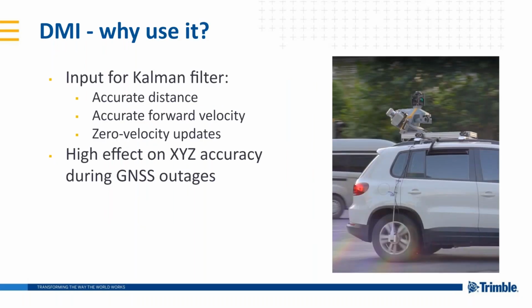One slide about the DMI, why we use it. The DMI gives us some additional input in addition to GNSS and IMU for the Kalman filtering, so the combination of data. It gives us the accurate distance we have covered. It gives us the accurate velocity of the vehicle, but it also gives us something called zero velocity updates. So if we stop, it will tell the system we are not moving at all at the moment. All of this might have a high effect on the XYZ accuracy during a GNSS outage. So we strongly recommend using DMI if you have missions where your GNSS is not perfect.